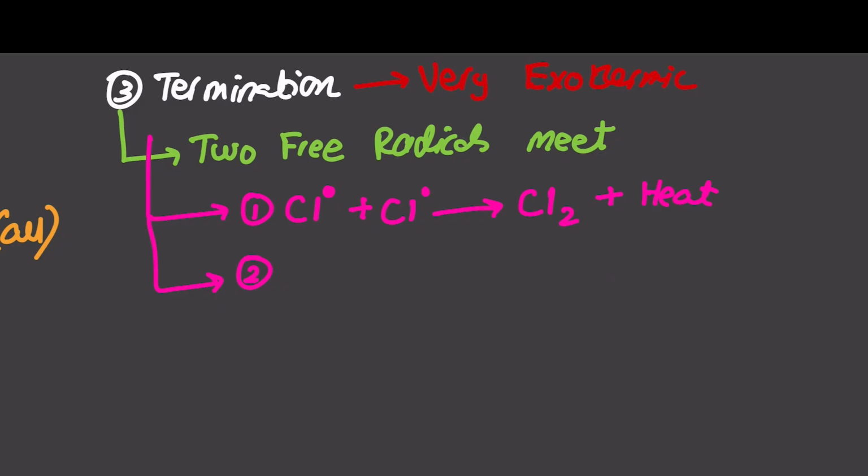All right, okay. CH3 free radical, so this is essentially this thing that we created, CH3 free radical. So guys, what happens over here is that this is, let's say, going to meet a Cl free radical, and it's going to create a CH3Cl plus obviously heat.